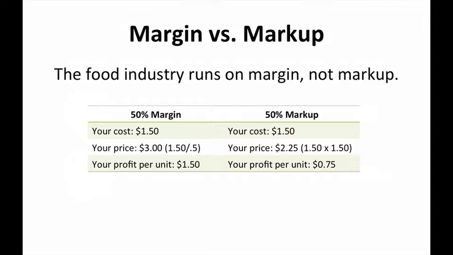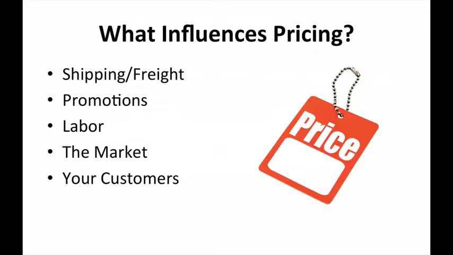If you took that same example and used 50% markup with your cost at $1.50, your price would be $2.25, because you multiply $1.50 times 1.5, which is a 50% markup, and your profit per unit falls to 75 cents. If you use markup in your pricing, you're going to end up at a lower price on the shelf, but also a lower profit per unit. So you want to make sure that when you're calculating your price, and I'll show you how to do that later in the classes, your profit per unit needs to be calculated based on margin, and that's for everybody in the food distribution channel.